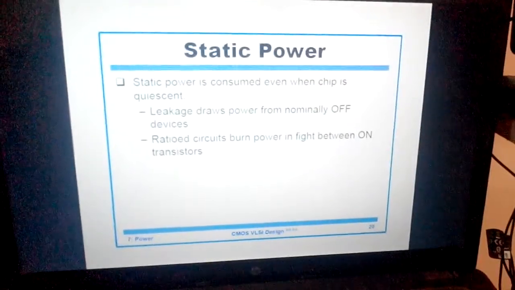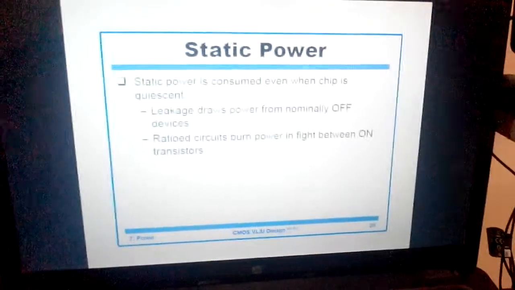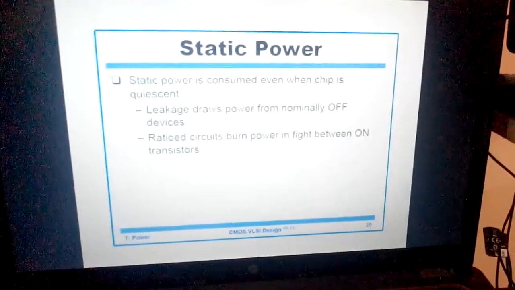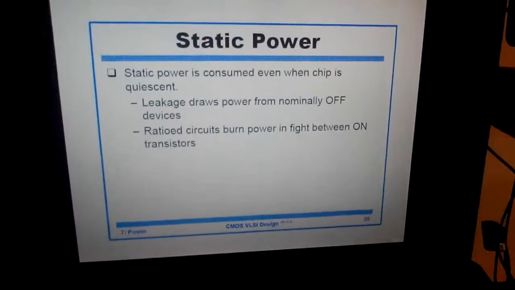Static power is consumed when the chip is quiescent. Leakage draws power from normally off devices. Ratioed circuits burn power in the fight between on transistors.